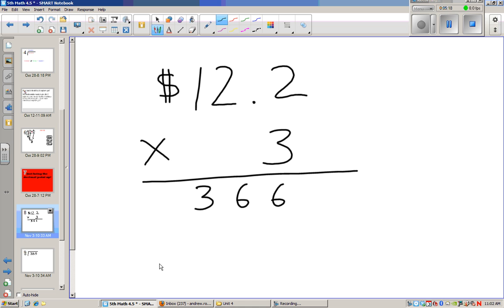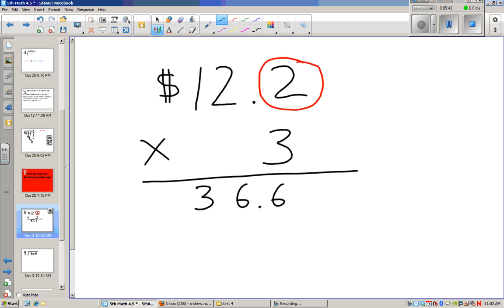Now, just like in all decimal multiplication problems, I can't just bring that decimal point down. I have to count how many numbers are behind the decimal point, and that tells me where to put my decimal point. So I'm counting, I've got one number and one number only behind the decimal point. So that means I put my decimal in right here. I've got one number behind the decimal point.